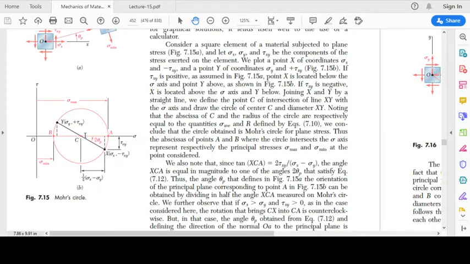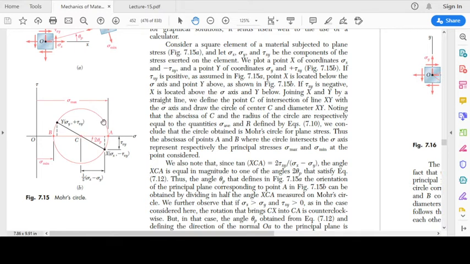Now the plane is making an angle of 30 degrees with the vertical plane, so we can draw a line which is making an angle 2 theta with this line Cx. When theta is equal to 30 degrees, 2 theta is going to be 60 degrees. So we can draw a line which is making an angle of 60 degrees with the line Cx.